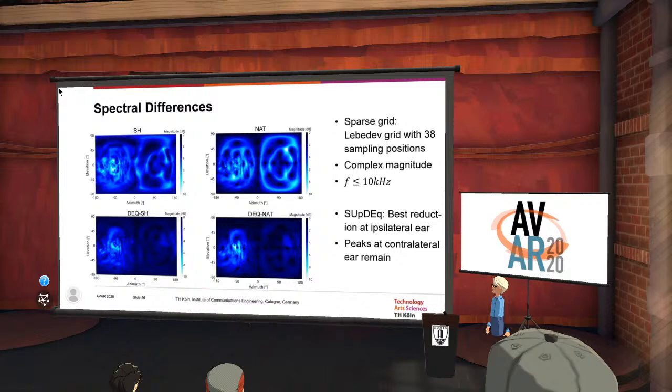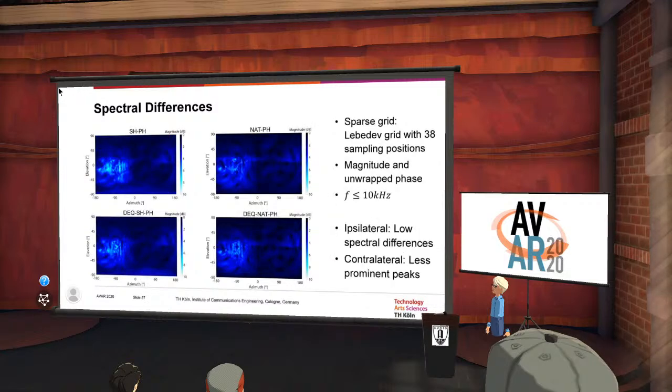And the left and the right part of the 2 plots, one is SH and the other one is natural interpolation. So we can see again, if we are doing solely SH interpolation or solely natural interpolation without preprocessing, we have large errors and they are reduced by the preprocessing.